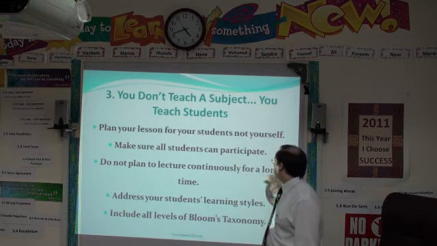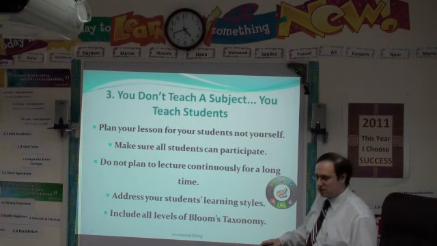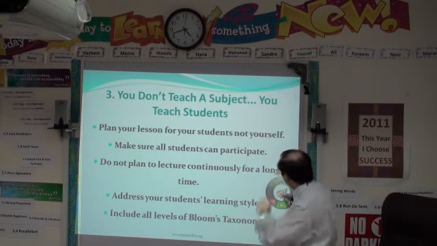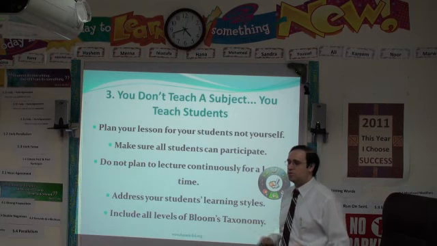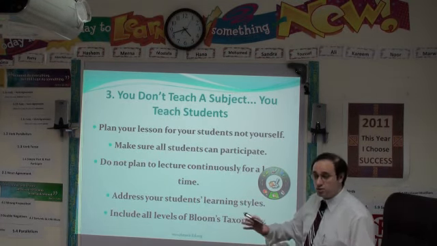Do not plan to lecture continuously for a long time. As we said before, with long lectures for the whole session, most students will lose focus. They can only focus pretty much for 15 to 20 minutes at a time on something interesting.